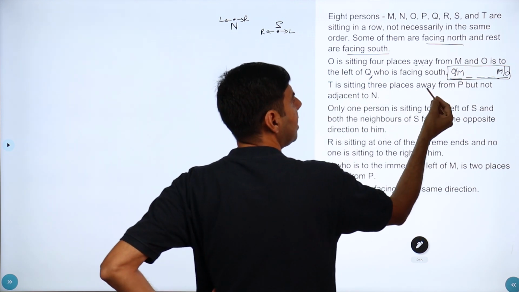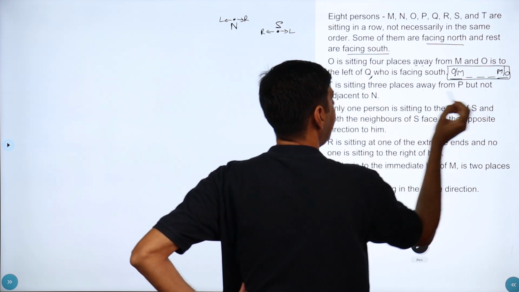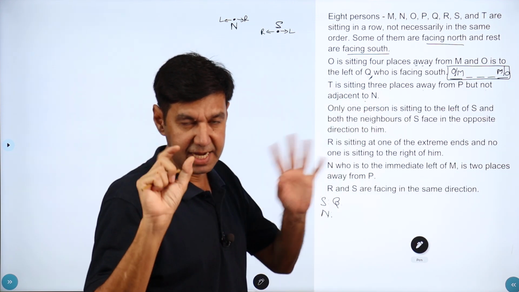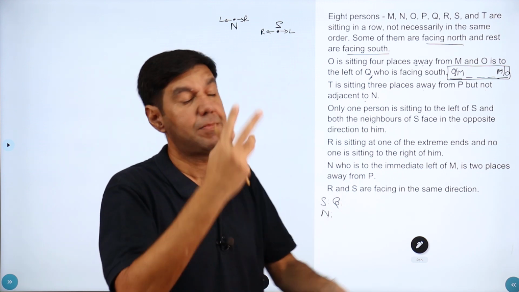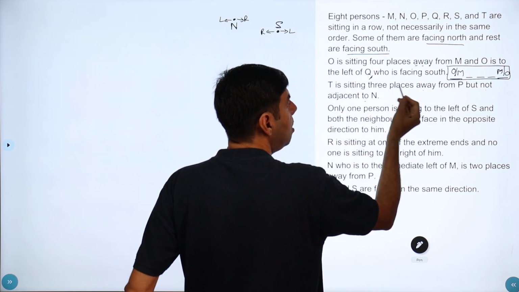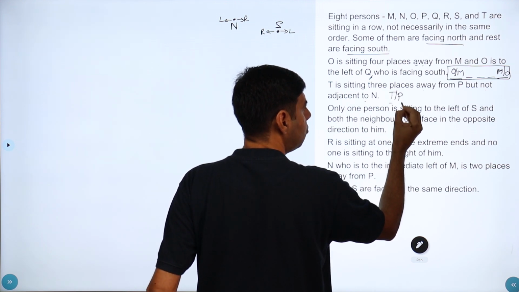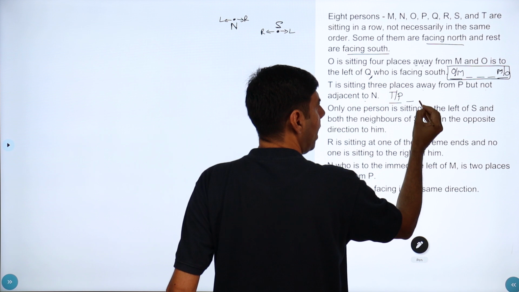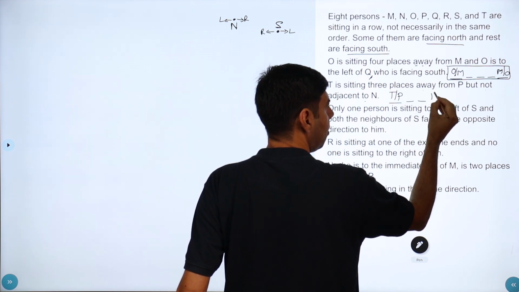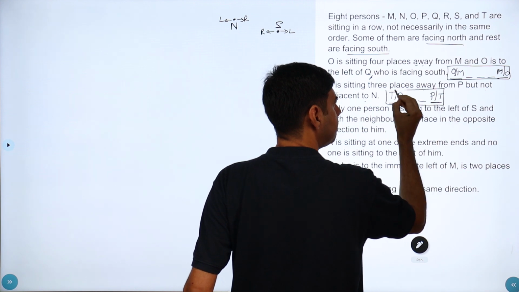T is sitting 3 places away from P, the same sort of clue, but not adjacent to N. Not adjacent to N is a negative thing. You can't really make much with it, but keep that in your mind. Somewhere we will be using it when we link them. So same idea over that. T or a P, I don't know which direction who looks. 3 places away. 1, 2, 3, P or a T. Okay, so this is a block of 4.